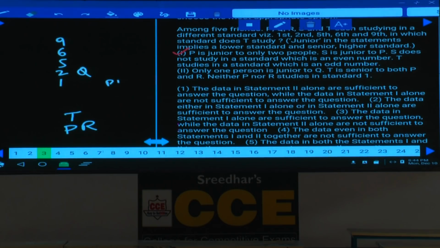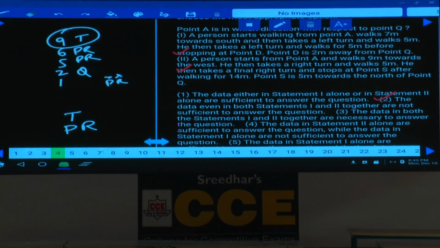Now P and R cannot be in this one. As P and R cannot be here, this T is senior to both P and R in any order, isn't it? Then T is studying in the 9th standard. Statement 1 alone is sufficient, statement 2 alone is also sufficient, each statement alone is sufficient, choice 1. Isn't it? Choice 2 is the answer. Each statement 1 alone or 2 alone is sufficient, choice 3.